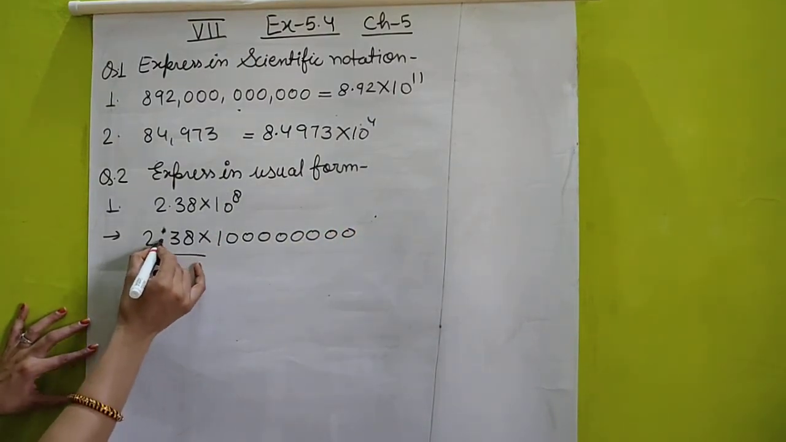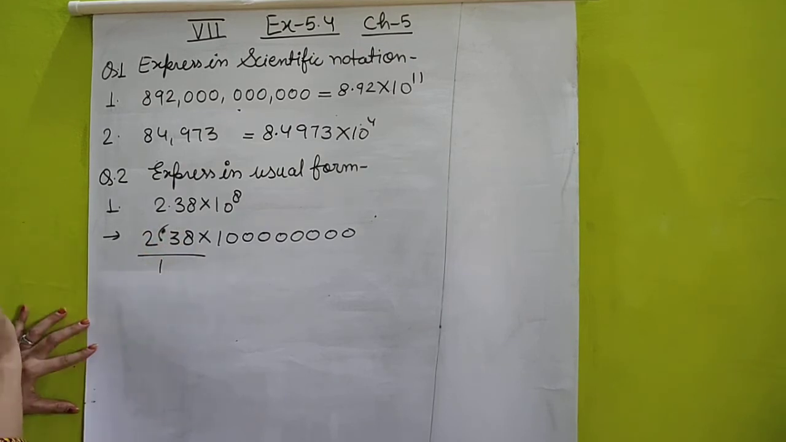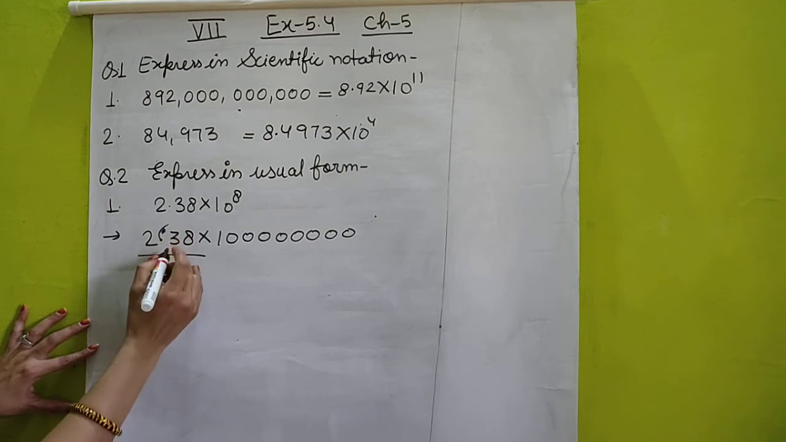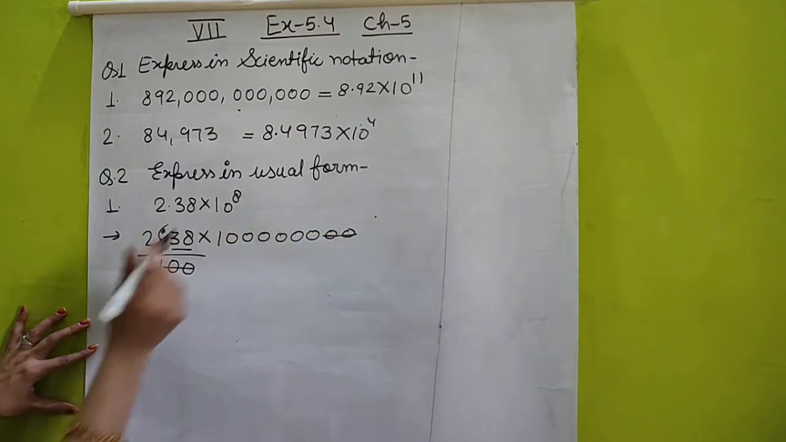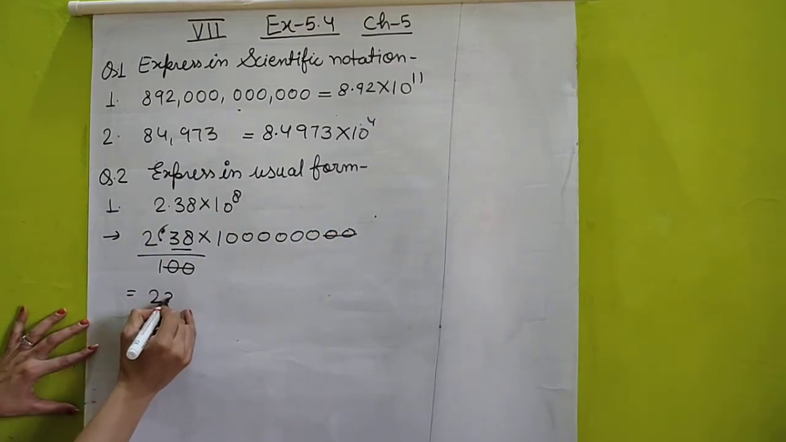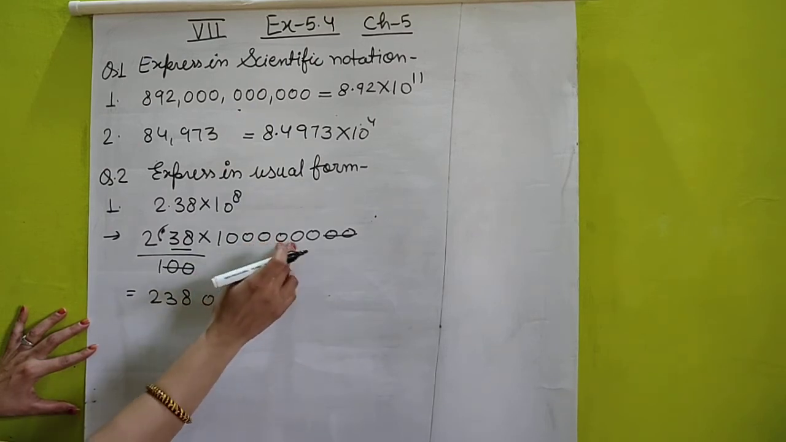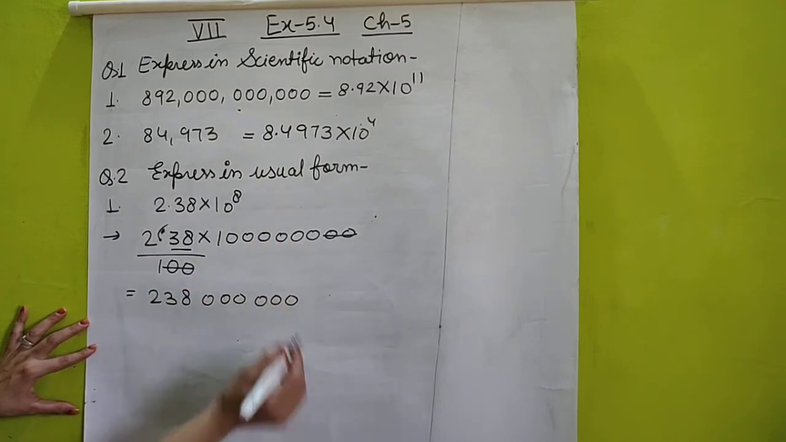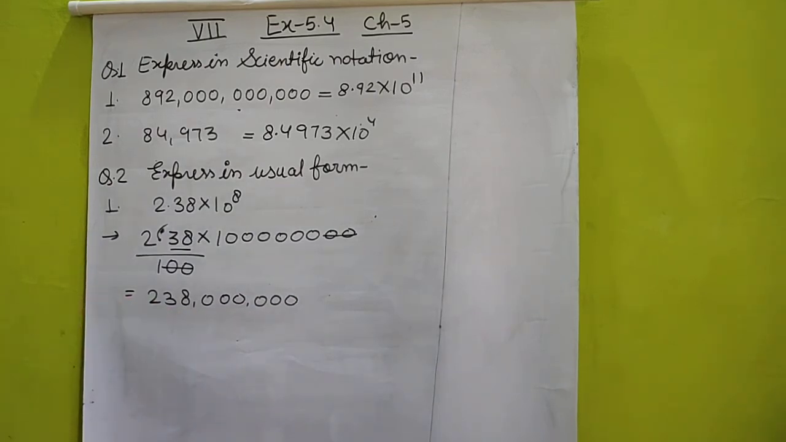Now students, we will remove the decimal. When you remove this point, 1 will come downside. Now after the decimal, how many digits are here? 2 digits. So 2 zeros will come downside. Now 2 zeros we can cut by 2 zeros. Now what is remaining? 2 3 8 0 0 0 and 0 0 0. 6 zeros are here. Now we can put commas. So this is the usual form.